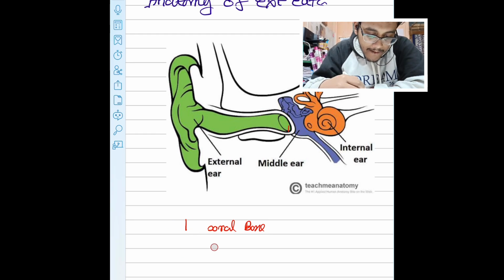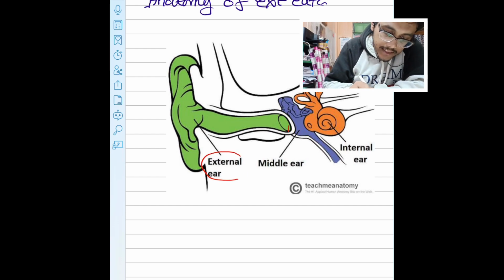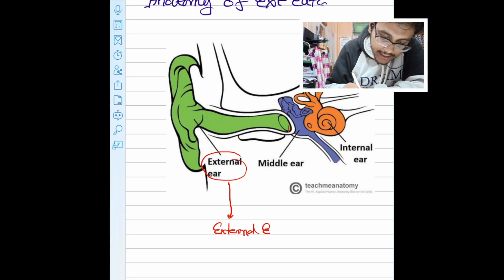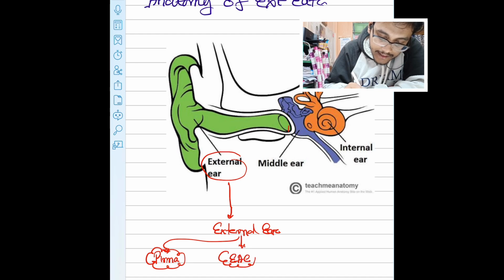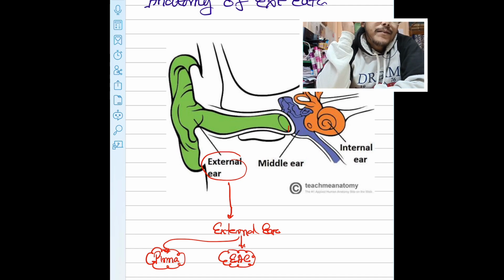So the external ear has three components. This green color is the external ear. The outside component is known as the pinna, the one you can see from outside. This is our pinna. Then we have one component called the external auditory canal, or meatus. After the pinna, inside, there is one canal. That canal is called the EAC, or external auditory canal.